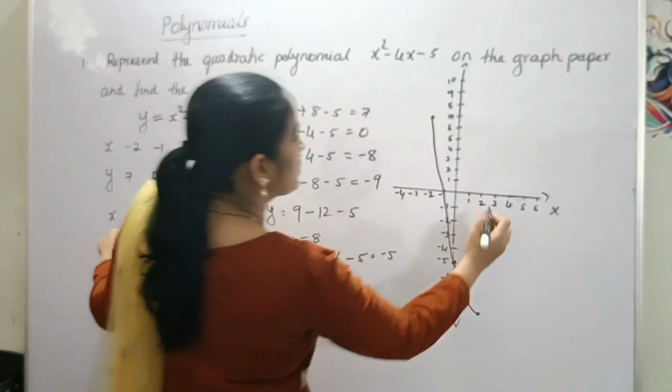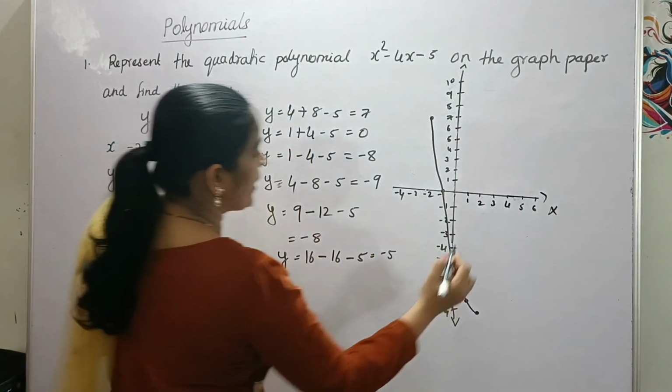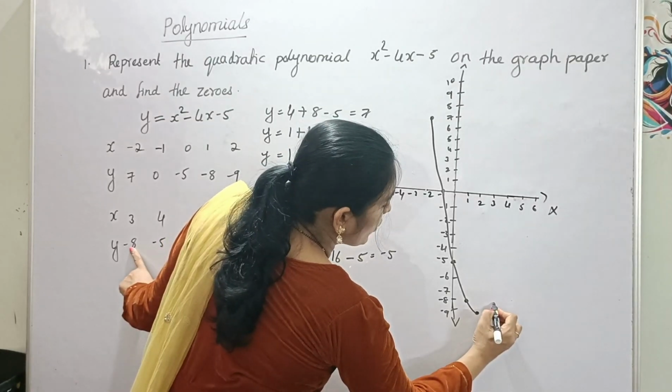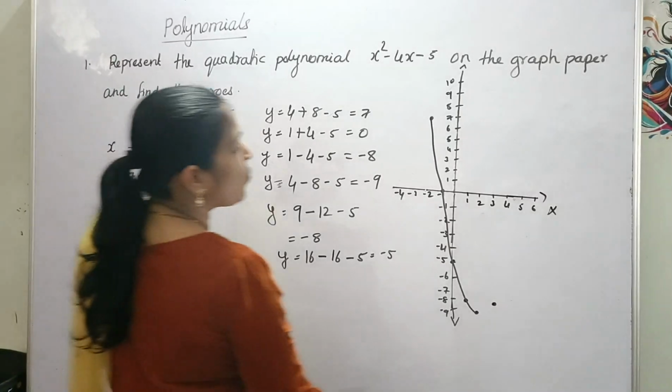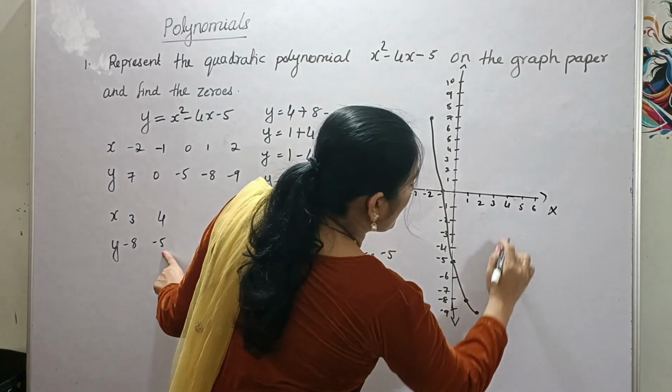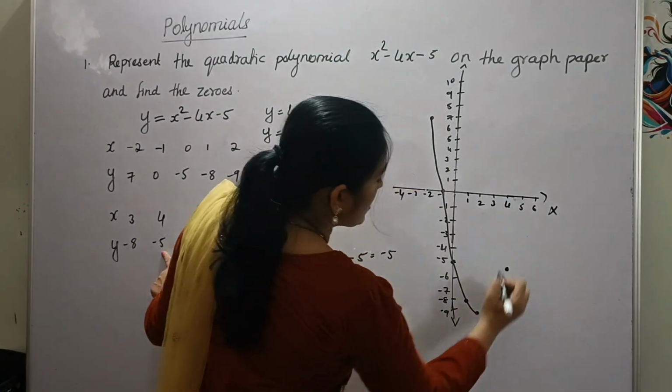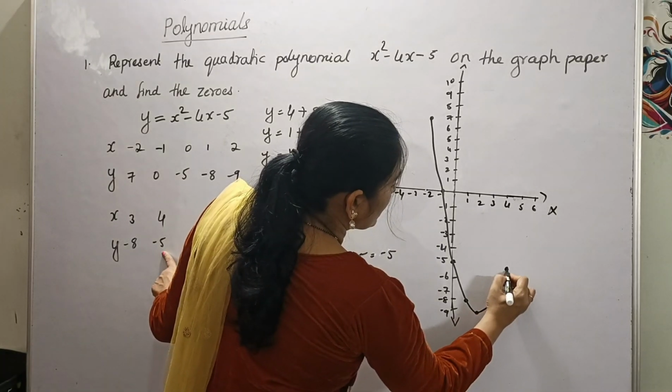When x is equal to 3, y is equal to minus 8. It is the point, right? Then when x is equal to 4, y is equal to minus 5. It is the point. Okay, now join this.